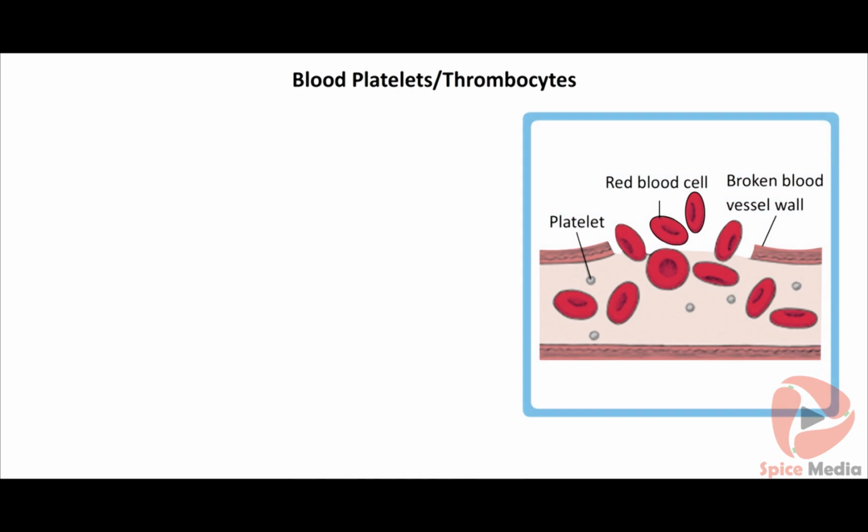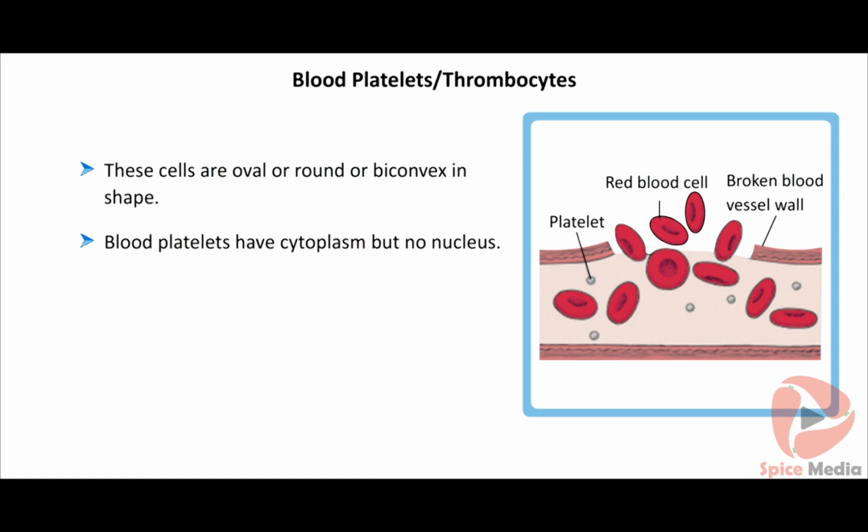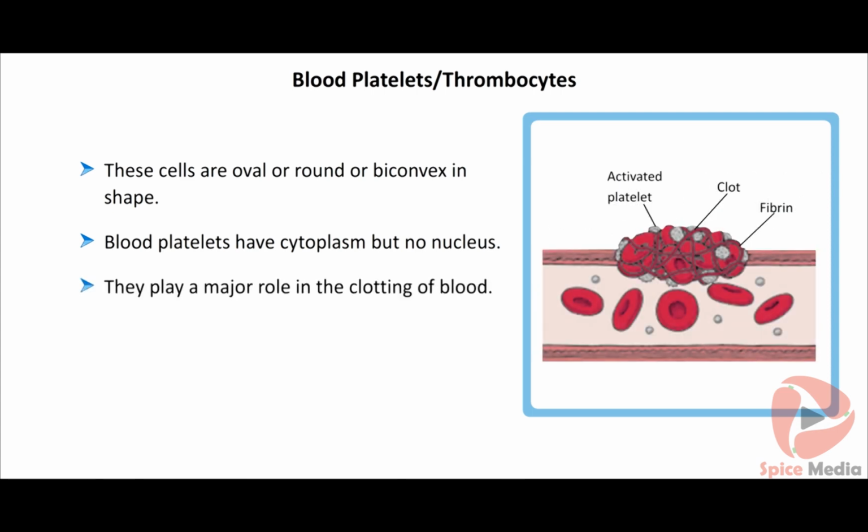Blood platelets are otherwise said to be thrombocytes. These cells are oval or round or biconvex in shape. These cells have cytoplasm but no nucleus. They play a major role in the clotting of blood. Click the animation button to view the role of blood platelets in blood clotting.